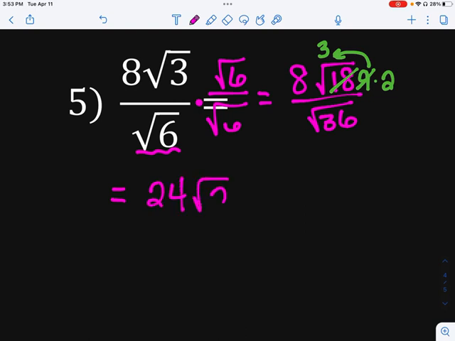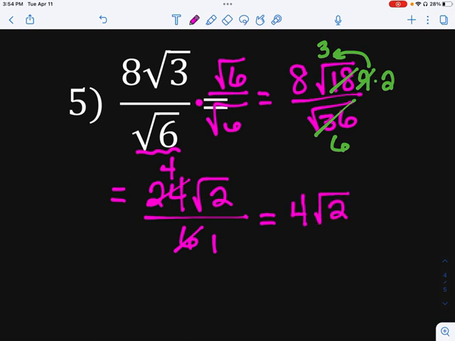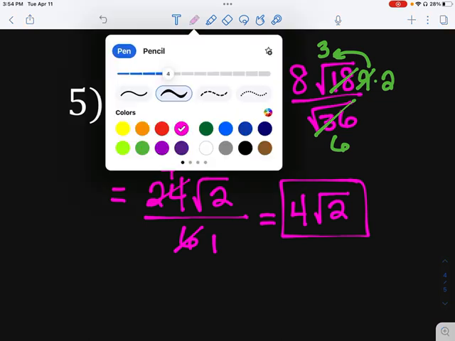24 square root of 2 over, and then the square root of 36, that's a perfect square. So that's going to bring us 6 out. And then the last thing we can do is we can say, oh, 6 goes into 6 once, 6 goes into 24 4 times because they're both on the outside. So that would leave me 4 square root of 2. Okay, that's one way of doing that process.